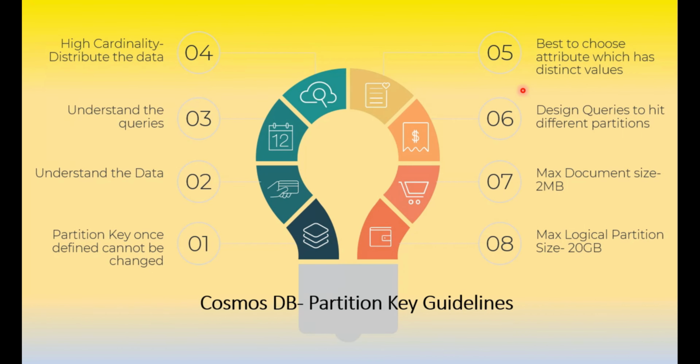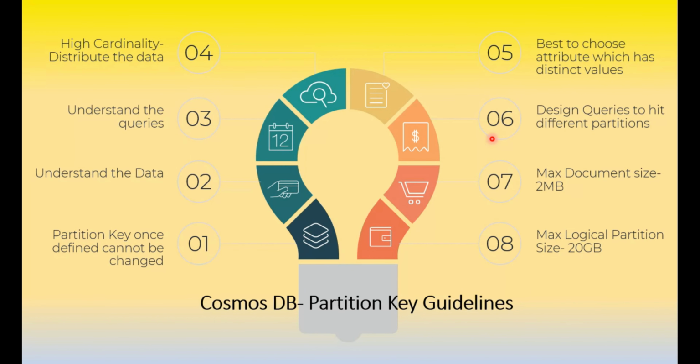The next point is to choose an attribute that has distinct values. The best examples are any ID values, such as customer ID, employee ID, or vehicle registration number. Those will definitely have distinct values, and that will distribute the data into multiple logical partitions. In that way you will have good performance and the latency will be very low.